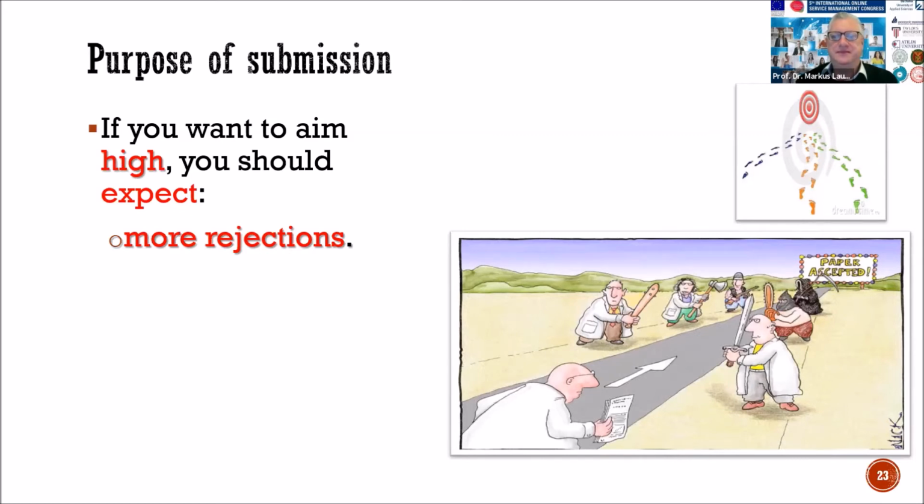Anyway, we should expect more rejections and a very long review process, because when the paper is passed from the editor to reviewers, usually they will be given 30 to 45 days. Sometimes the reviewers are busy, so they will not review within the due time. They will submit after more than 2 months. It depends on their availability.